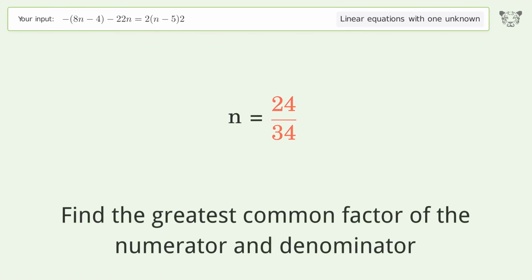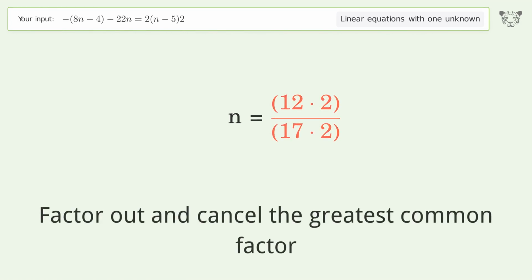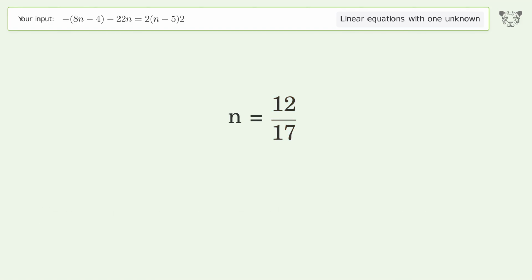Find the greatest common factor of the numerator and denominator. Factor out and cancel the greatest common factor. And so the final result is n equals 12/17.